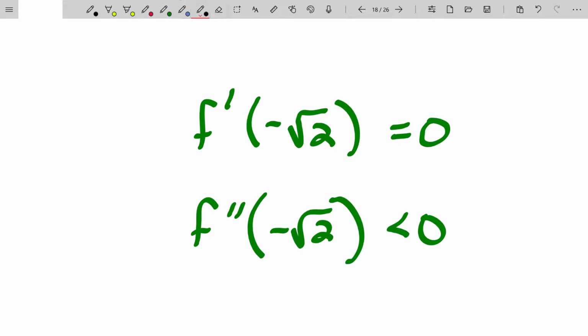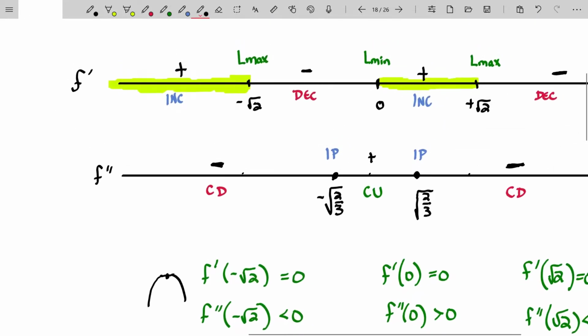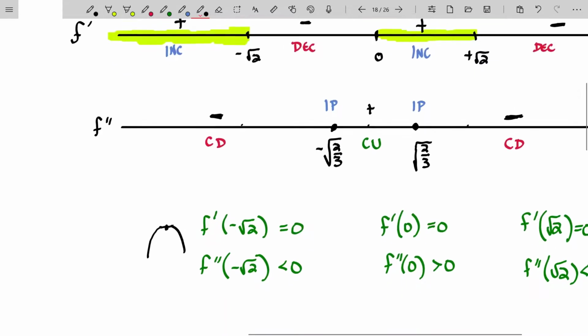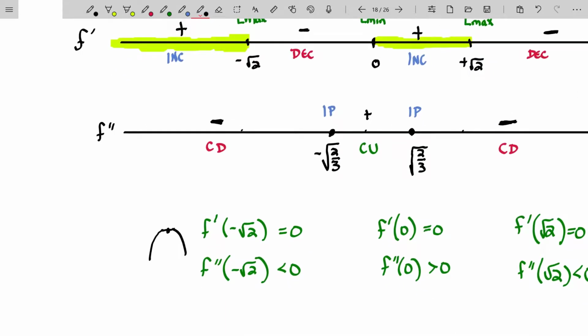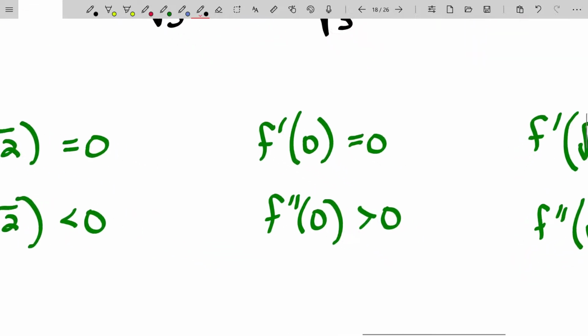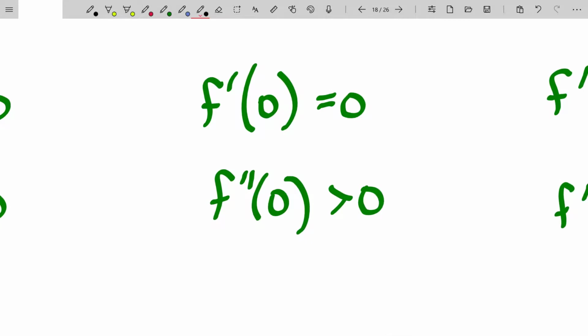Let me just showcase what that looks like. We flatline, but it's concave down, so we must have a local maximum at negative root 2. And if you look up above, we do have a local maximum at negative root 2. So this is just to showcase another way you could find local mins and local maxes. And there are some cases where this is more useful than using the first derivative test.